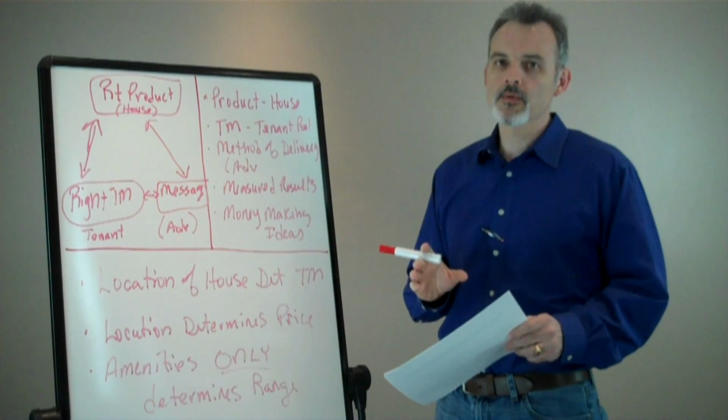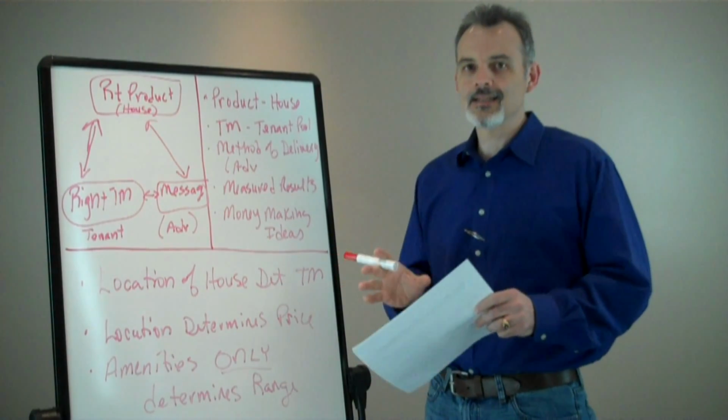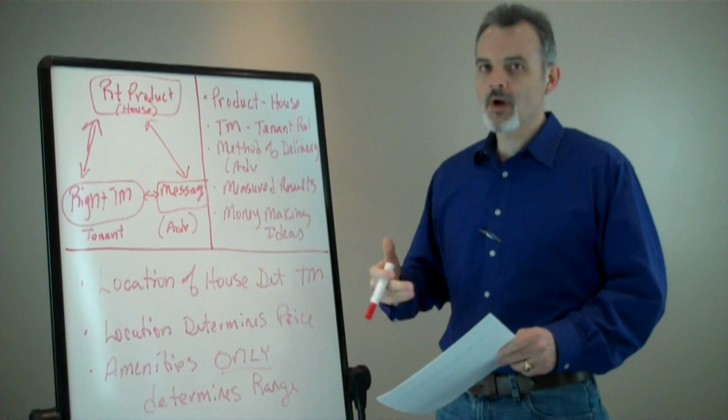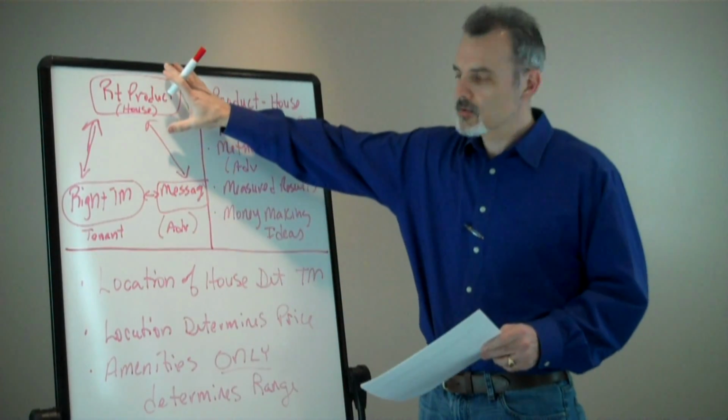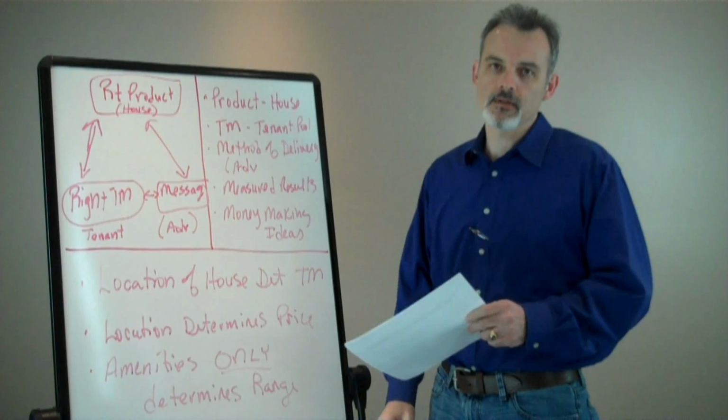Now, a lot of times where we make the mistake is we want to attract a certain type of tenant. However, that tenant is not the right fit for your particular property. And the last one is the right message. So we have the right house for the right target market, and then the messaging is how we're going to reach that particular target market.